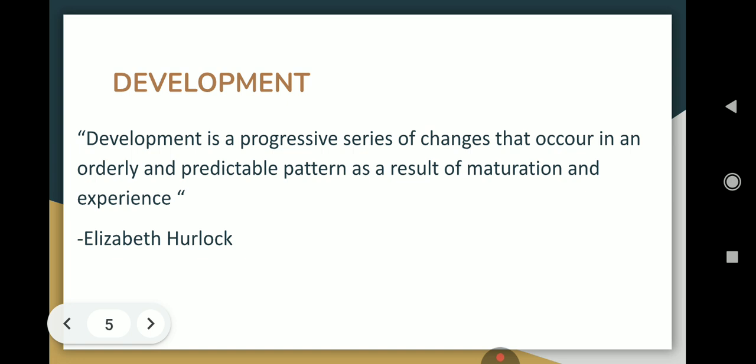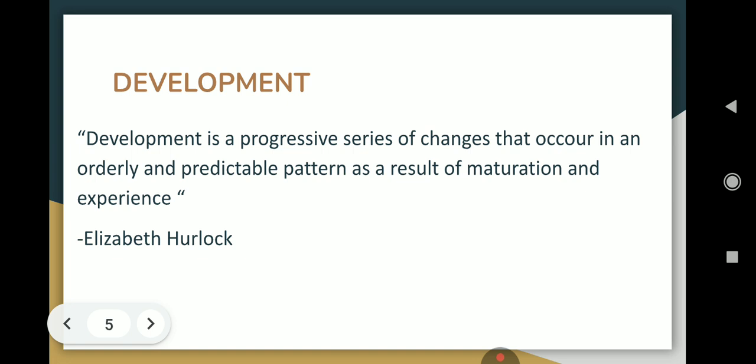And all this comes as a result of maturation and experience. Maturation is something which is biologically inherited; you do not get it by practice or training. It is always a biological inheritance. Like the falling of the milk teeth and the eruption of permanent teeth is an example of maturation, which happens naturally without any learning.